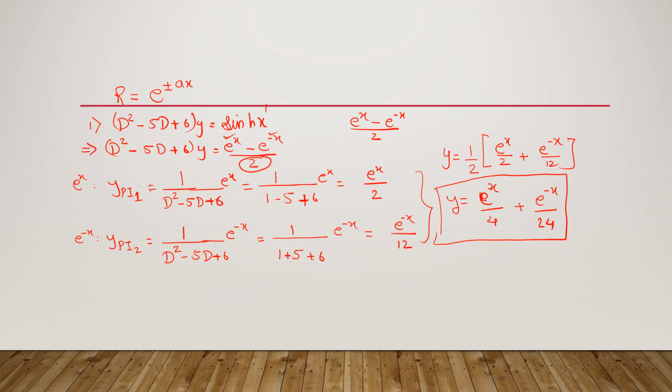If we are provided with the function r whose value is cosh x, then replace this cosh x as (e^x + e^(−x))/2 and find the corresponding solution, same as we have determined the solution for sinh x.